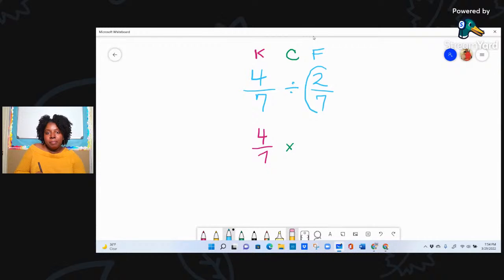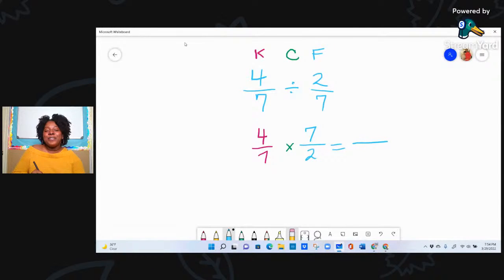So if we flip this, what is it going to be? 7/2. Okay, and then we go straight across, just like before with multiplication. The reason they do this is because multiplication is so easy. So they're like, why would I divide when I could just turn this into multiplication?